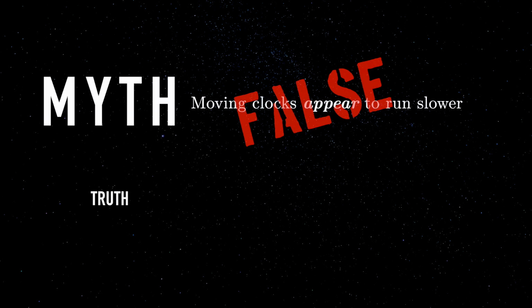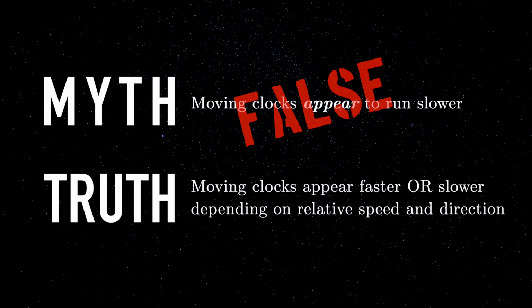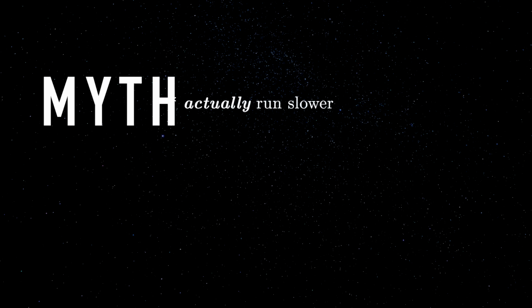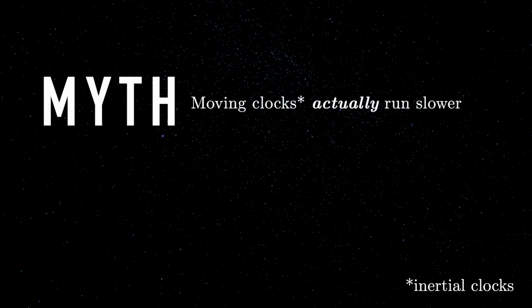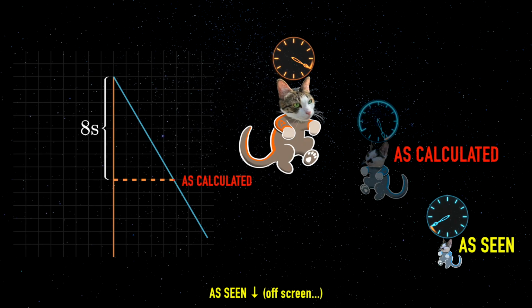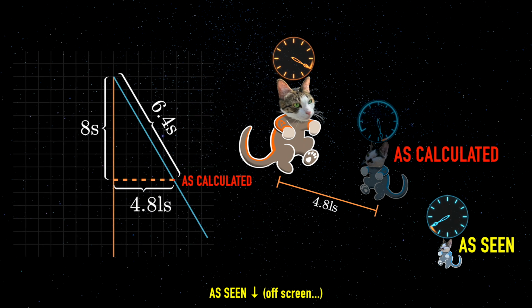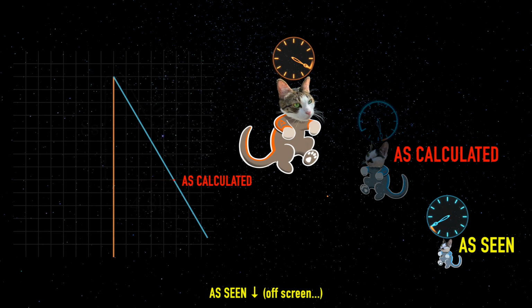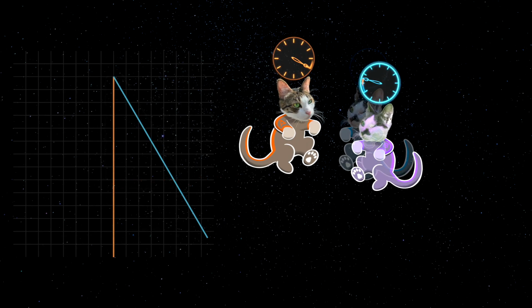So moving clocks can appear to run faster or slower. What you see depends on relative speed and direction. But what would they calculate? Ignoring what he sees, Al could say that starting 8 seconds before he arrived, Bobby's clock only ticked 6.4 seconds, which makes sense because at that time, Bobby was 4.8 light seconds away. He still calculates that Bobby's clock is running slower, despite the blue-shifted appearance.